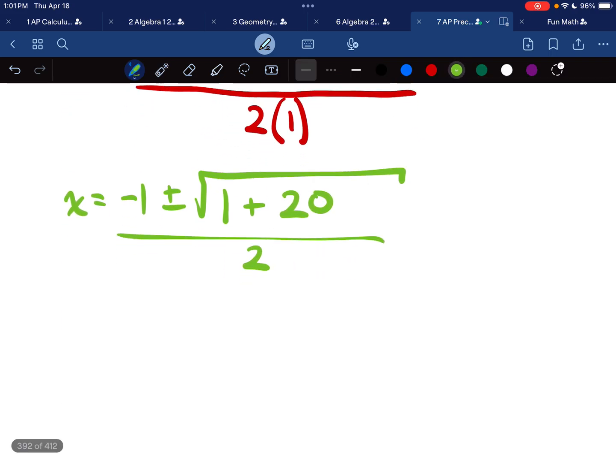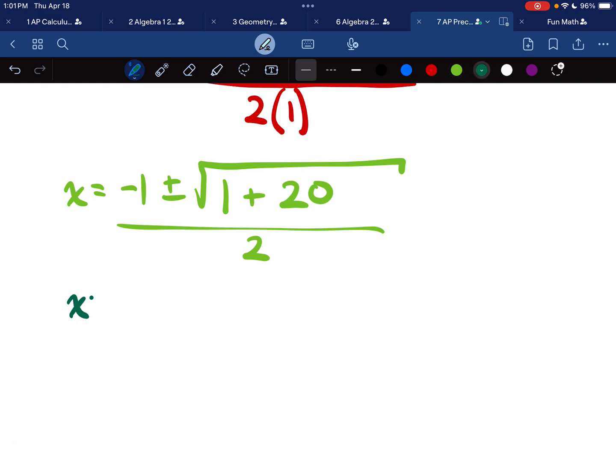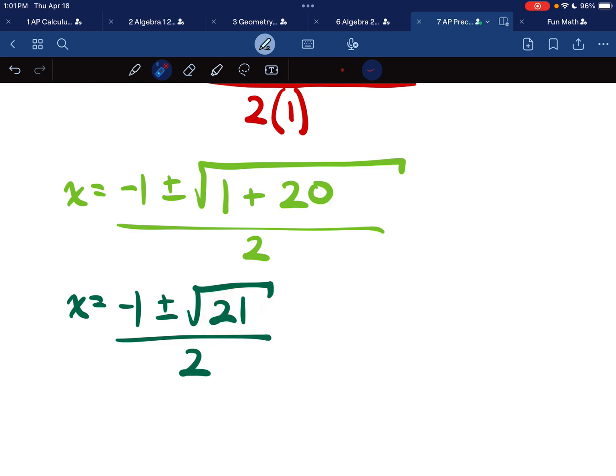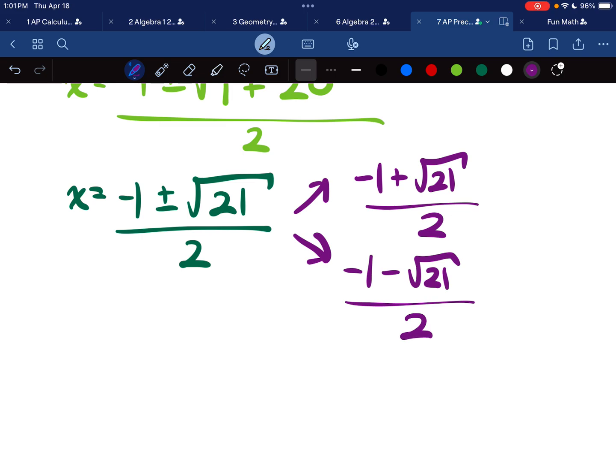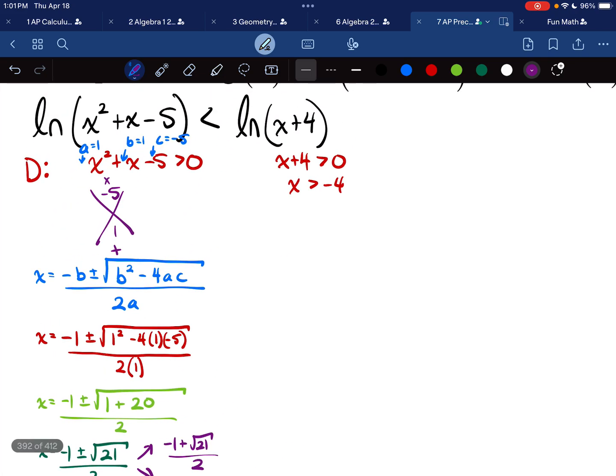This is all over 2, which means when I simplify this, this is going to be x is equal to negative 1 plus or minus root 21 all over 2. And root 21 is just 7 and 3. 7 and 3 are not perfect squares, so I can't go any further. Again, this does turn into 2 different answers. One of the answers is negative 1 plus root 21 over 2, and the other answer is using the negative instead of the plus. We have negative 1 minus root 21 all over 2. Those are the 2 different possibilities that happen.